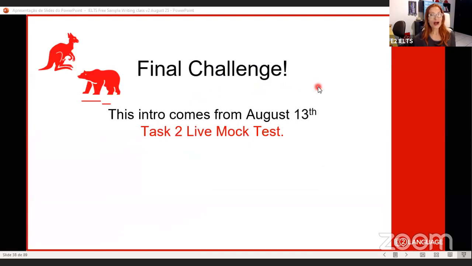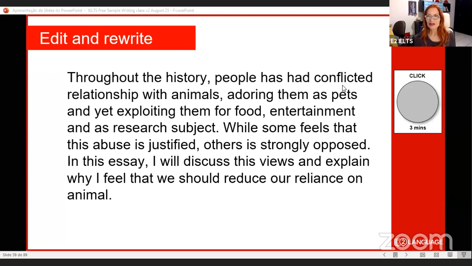This intro comes from August 13th. It's an original and authentic paragraph from a student. So your task now is to find what you can do to make this paragraph better. You will have 3 minutes.